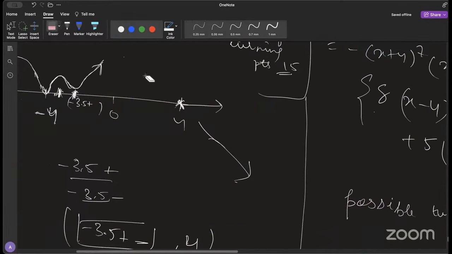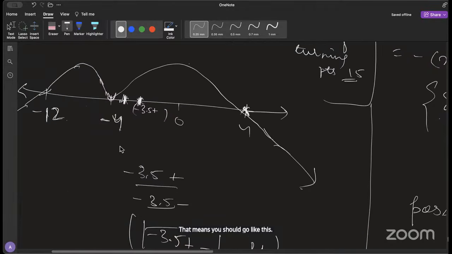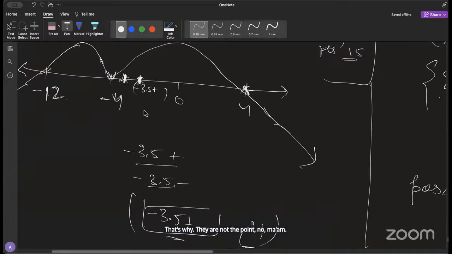Yes, ma'am. That means these two are not turning points. That means you should go like this. Is that okay? Because the points do not cut, that's why they are not turning points, na ma'am. Can you repeat again?